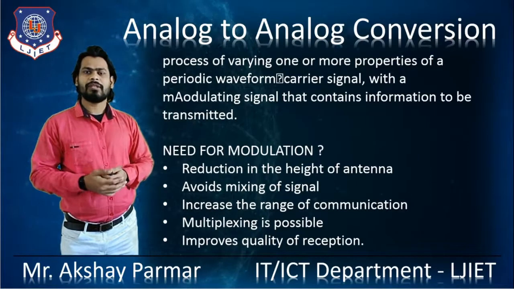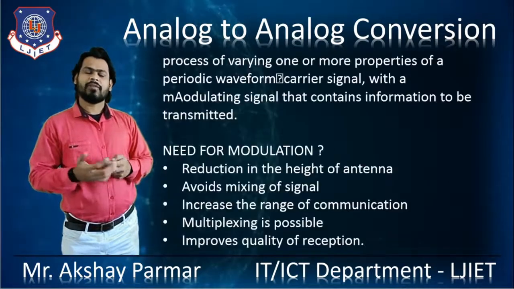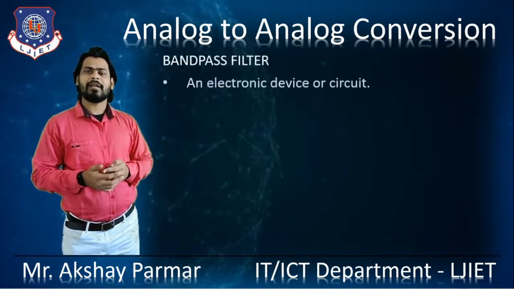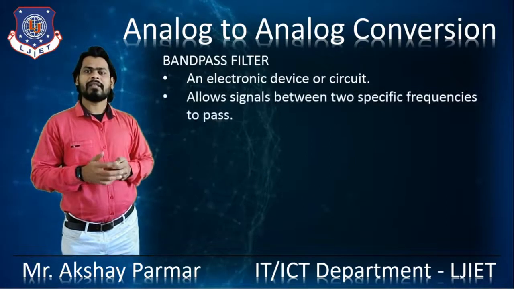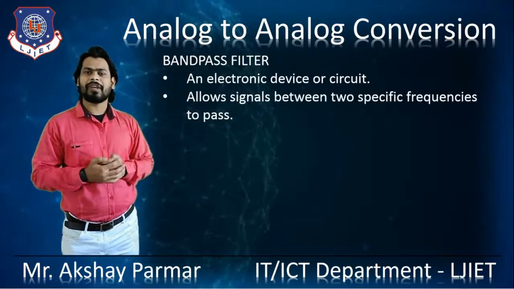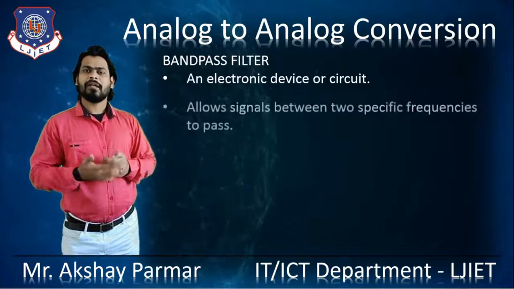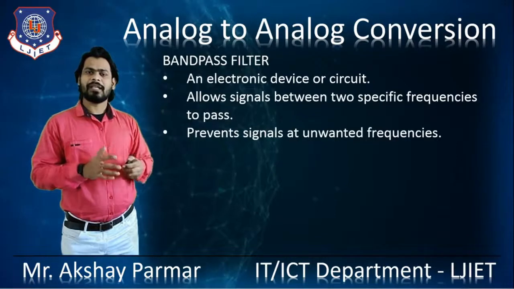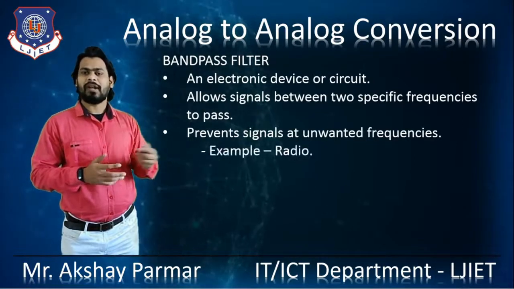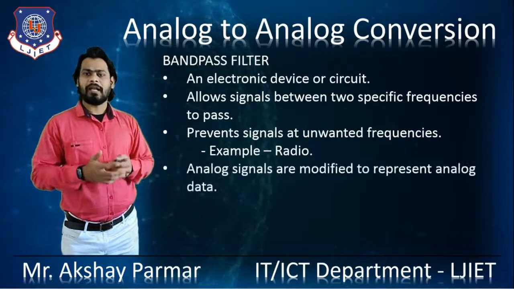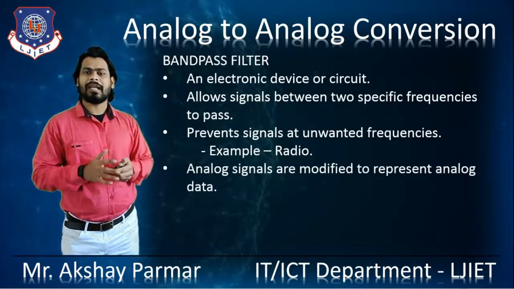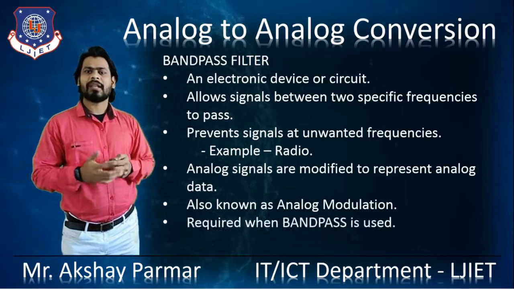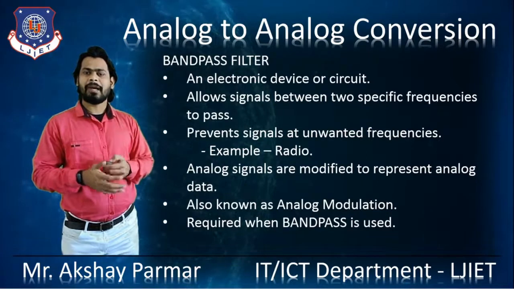So we have seen what modulation is and its need. For that we are using band pass filters. A band pass filter is an electronic device or circuit that allows a signal between two specific frequencies to pass. It prevents signals at unwanted frequencies, for example in radio. Analog signals are modified to represent the analog data, and this is also known as analog modulation. It is required when the band pass is used.